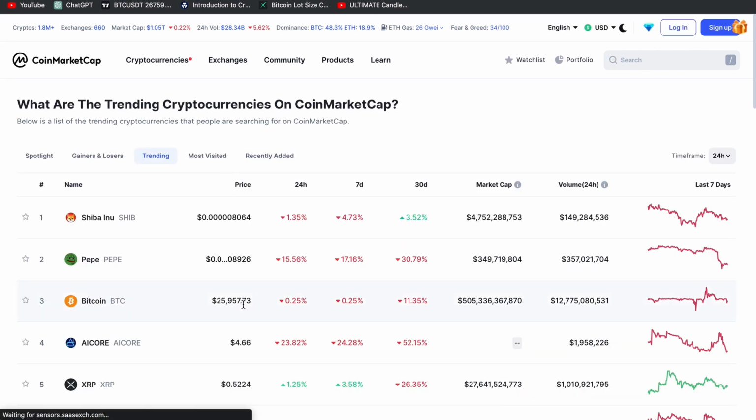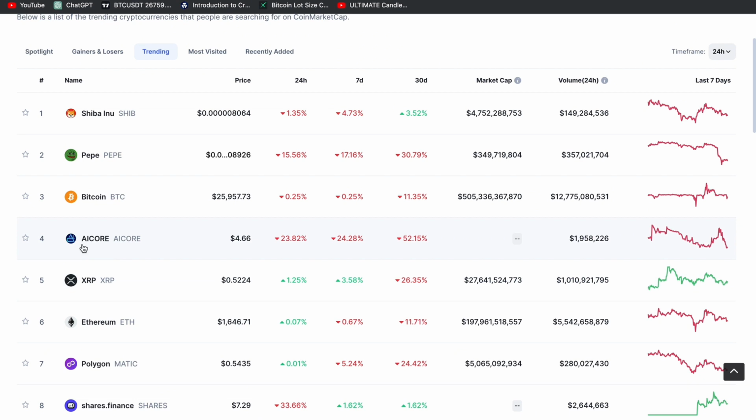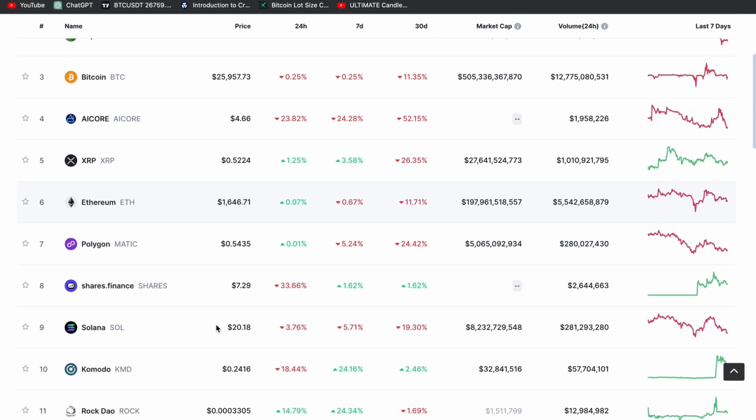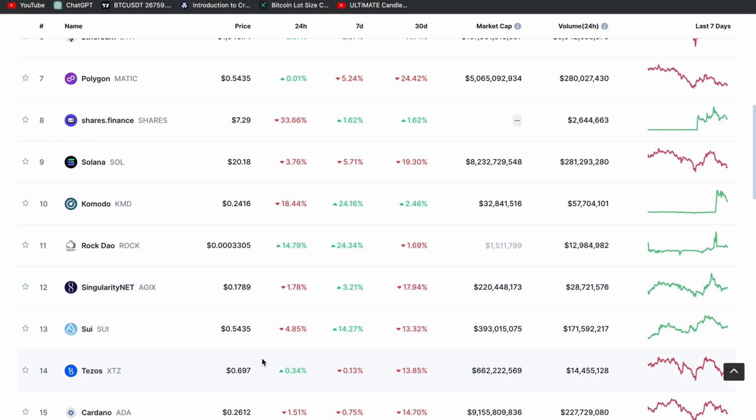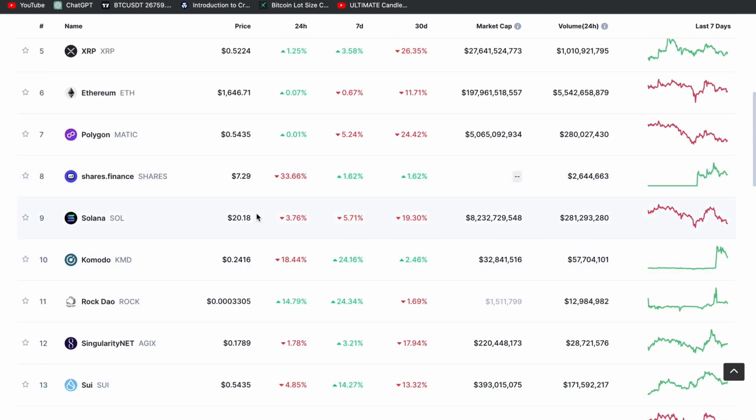So when we click on the more section, we can see this particular coin, AI Core, has been trending, and is down about 23%. So we are going to look for a coin that has a potential of rising or falling within 24 hours. And I just found Matic here, and we also have Commando and also Ajax. So we can also trade C. In the past 24 hours, it's been down. So we also have Solana, which is $20.